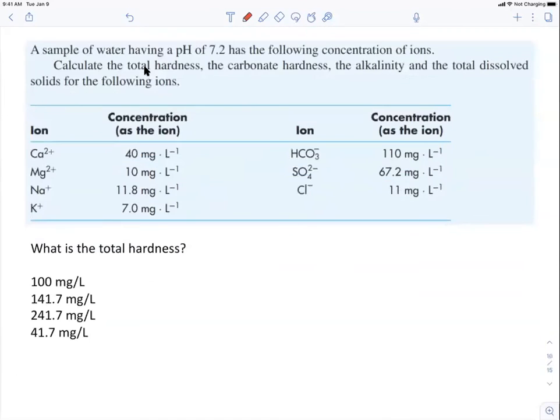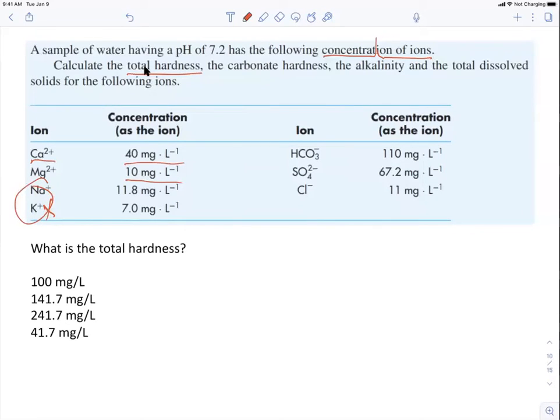So we can do another quick practice here. Let's say we have a water sample that has a certain pH, and it also has the concentrations of the following ions. Okay, so we have the calcium ion at a concentration of 40, and then magnesium ion at a concentration of 10 milligram per liter. And then we have the sodium and the potassium ions. But we know that for the hardness, we don't need to consider these monovalent ions because they're not forming any solids.